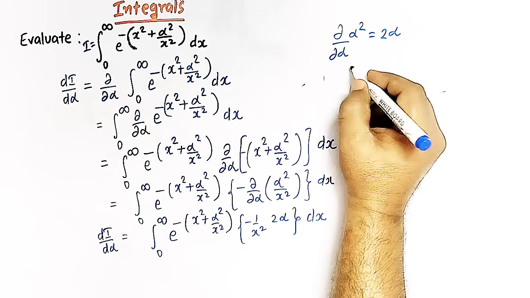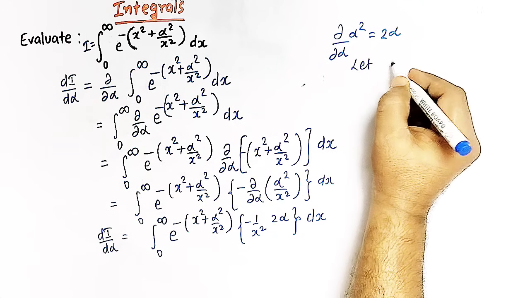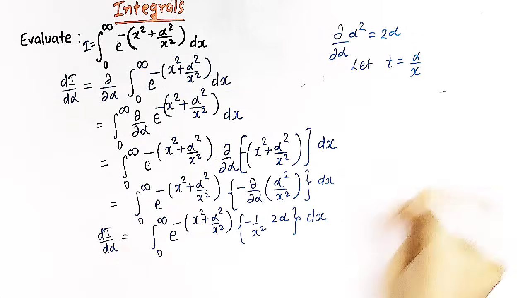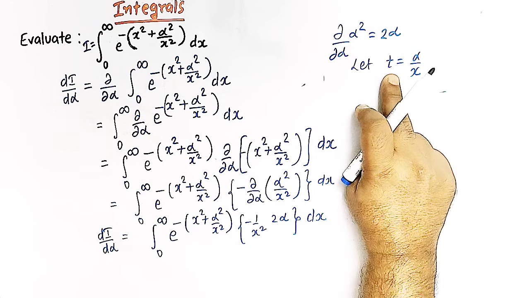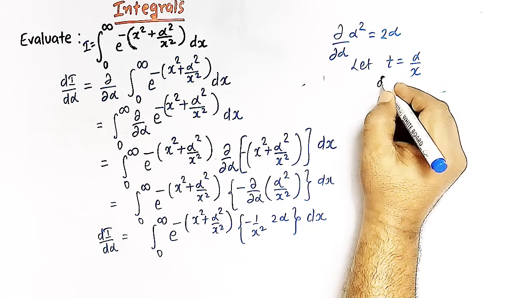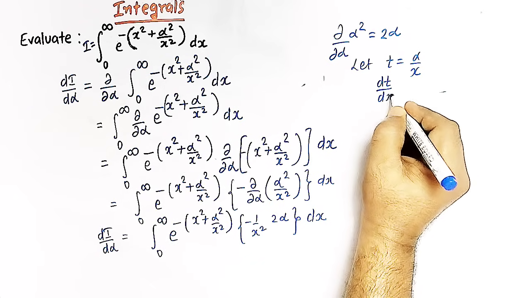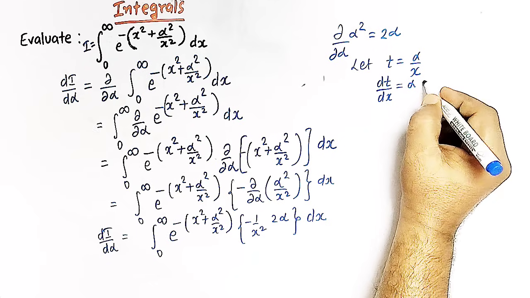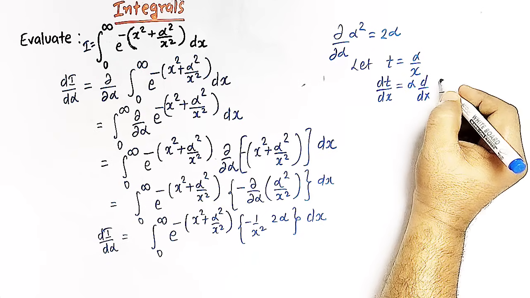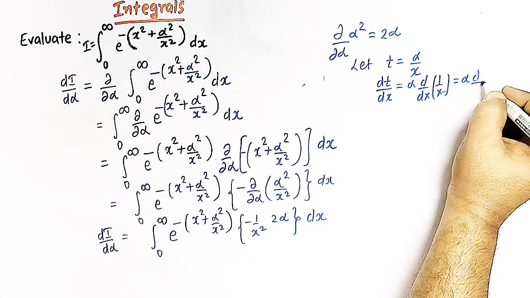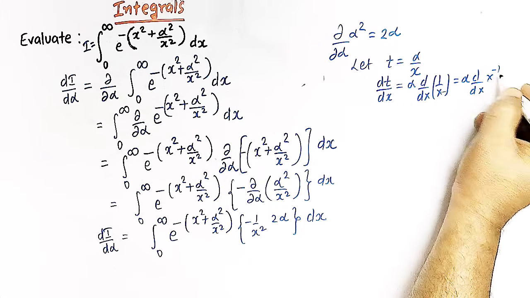So now let us take this substitution, that is t is equal to alpha over x, right? So in order to proceed further, we'll make this substitution t is equal to alpha over x, so that dt over dx, now differentiating t with respect to x, we have alpha, and here we have d by dx of 1 over x. So we have alpha d by dx of x raised to minus 1.